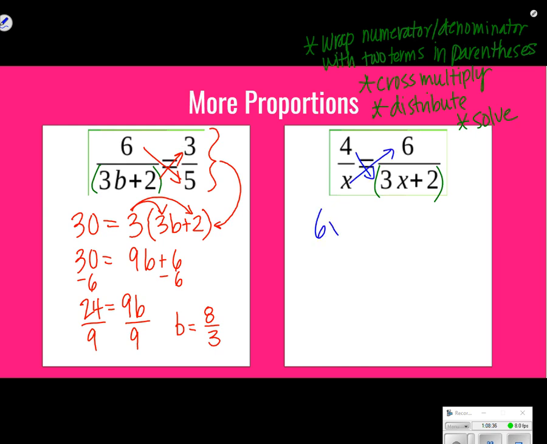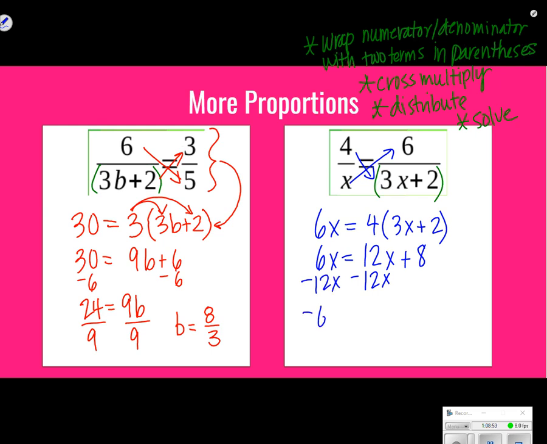So 6x equals 4 parentheses 3x plus 2. All I did was cross multiply. I'm going to distribute 12x plus 8. I'm going to subtract 12x. Negative 6x equals 8. Divide by negative 6. X equals, it's going to be negative 8 divided by 6, which is negative 4/3.